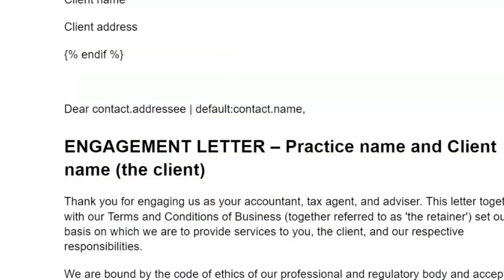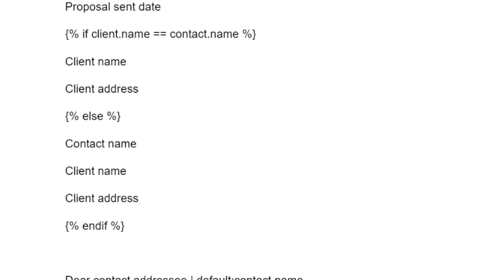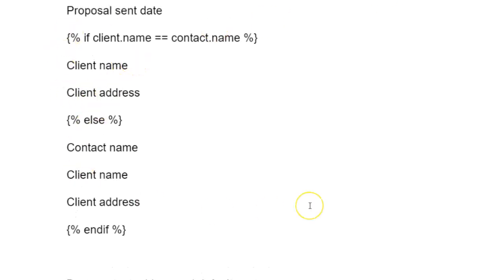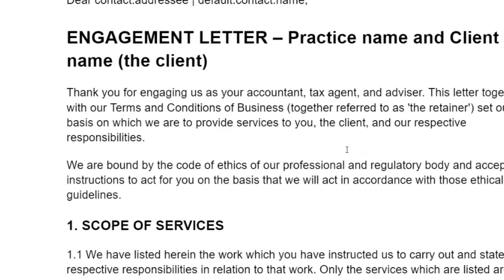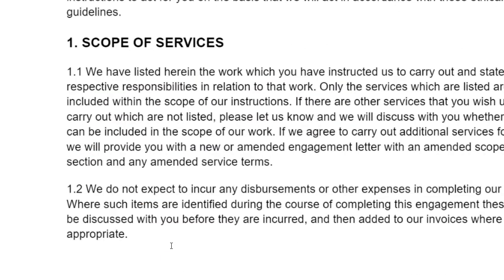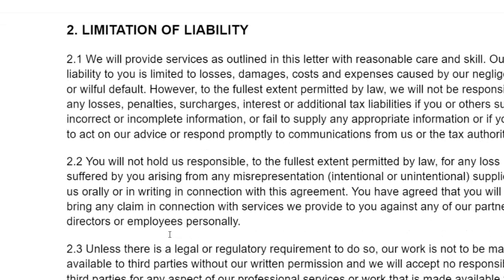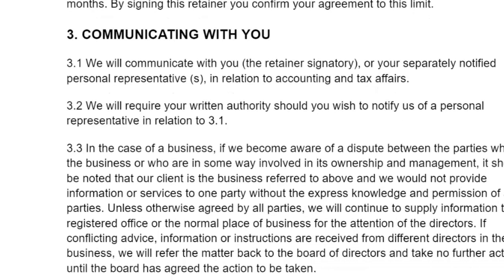So here is an example of an engagement letter. As we've seen before, we have a proposal date, client information and address, followed by the engagement letter with the practice name and the client name. Then we go ahead and look at the scope of services. As described in the previous video, we'll put the information that we are going to carry out in respect to responsibilities. Limitation of liability as well. It's important to say what we are not responsible for if the data provided is inaccurate, or it's late, or it's damaged. So we need to make sure we cover ourselves and do not take responsibility for that.